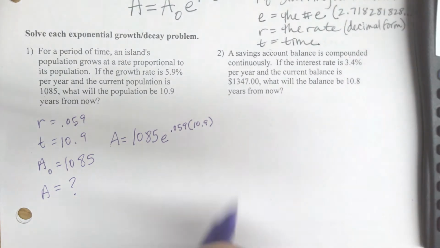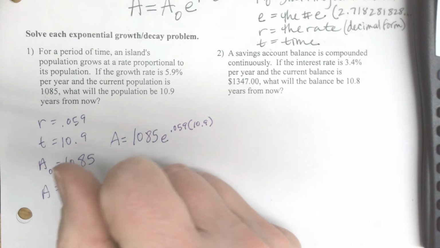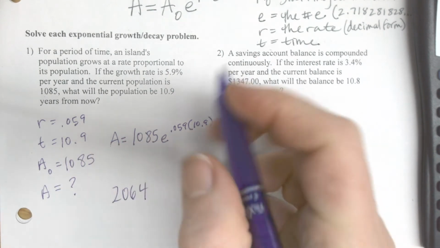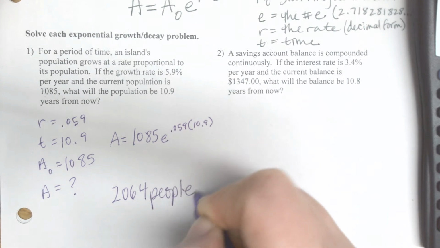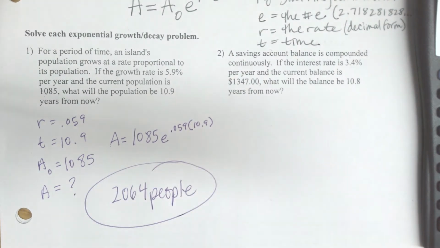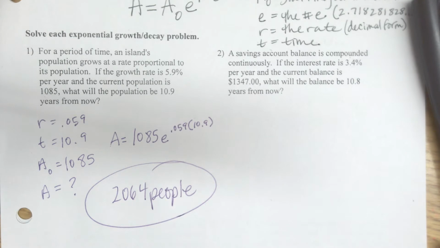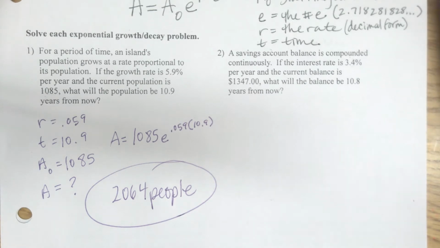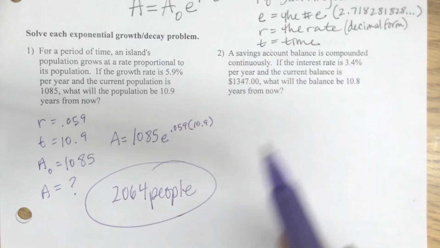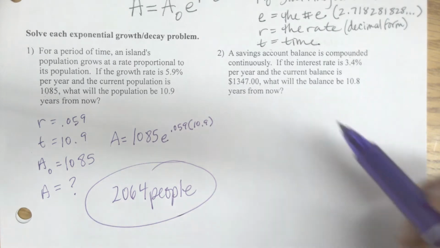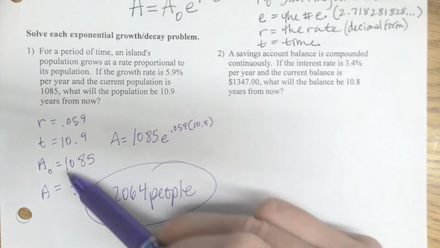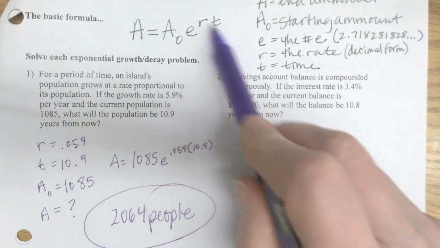We're talking people, population, so 2,064 people will be the end population on that particular island. If it's population or money or organisms, like one of the problems, E. coli, they bring up, the formula doesn't change.